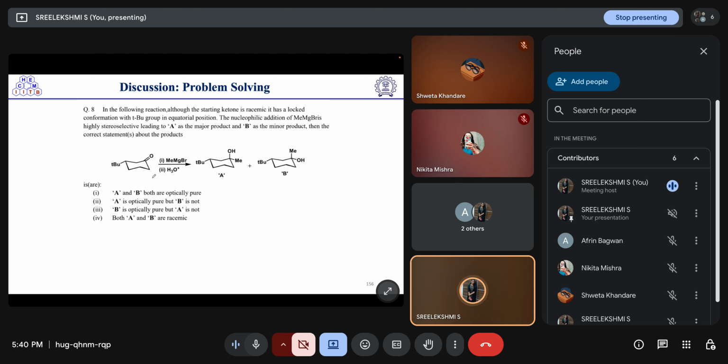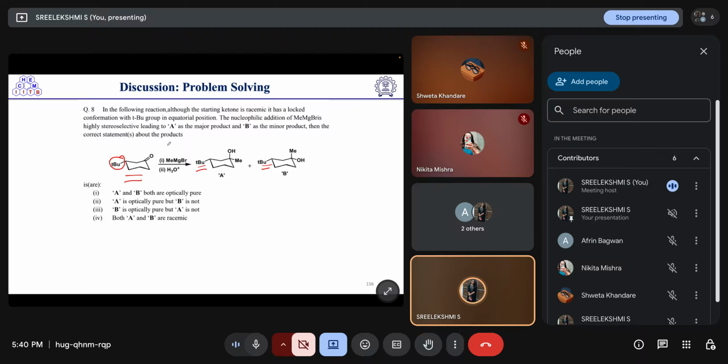So as we can see here, this particular cyclohexanone derivative we are treating with methyl magnesium bromide, so this will attack over here and this will become alcohol, methyl will come. This methyl can come from the same side as the tertiary butyl group or from the opposite side. The tertiary butyl position is equatorial already in the starting material, and that has not changed in both of the products.